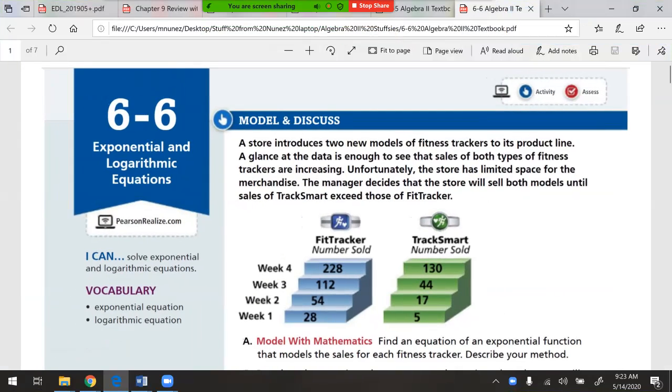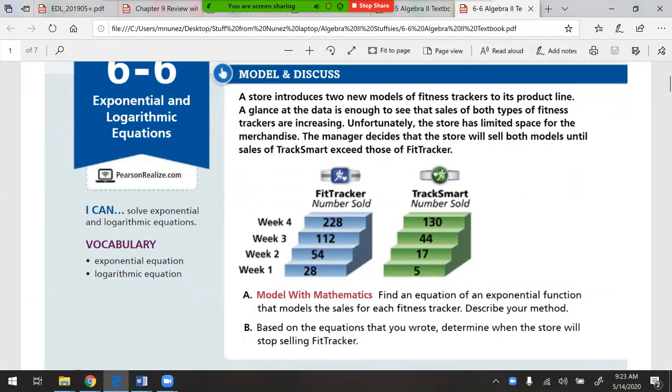And let's do another lesson, 6-6, exponential and logarithmic equations. Let's take a look at this model and discuss. A store introduces two new models of fitness trackers to its product line. Part A, find an equation of an exponential function that models the sales for each fitness tracker.